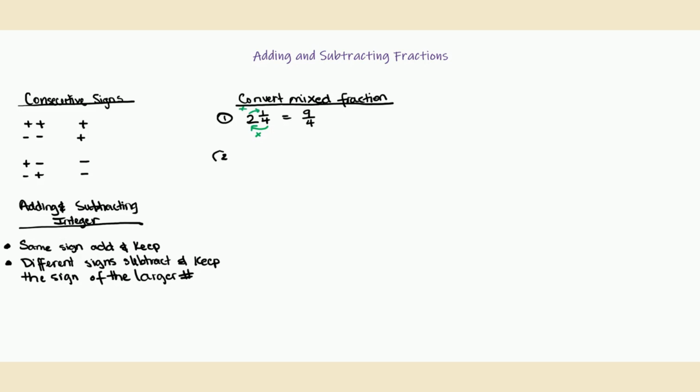Let's try a second example. Let's do 1 and 8/17. Again, we multiply these, and then we add that. So 17 times 1 is 17, plus 8 is 25, and we keep that same denominator, 17.